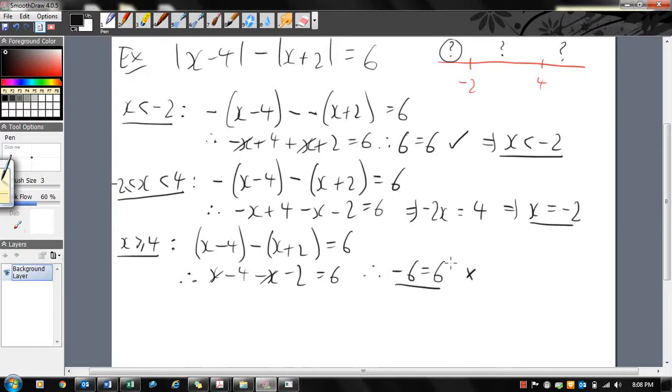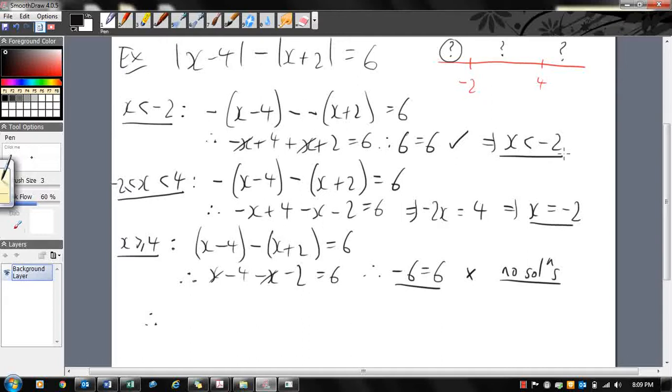No, that is never true. What this is saying is it doesn't matter what the value of x is that you use, this is never true. Okay, therefore there's no solutions here. No solutions in that range. So looking at the three regions, let's put it all together. Let's put these three pieces of information together. Okay, so let's have a look at it.